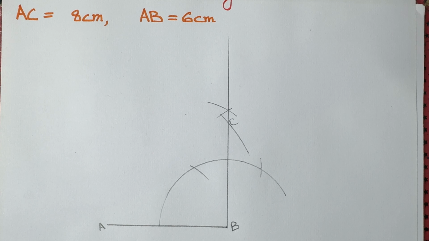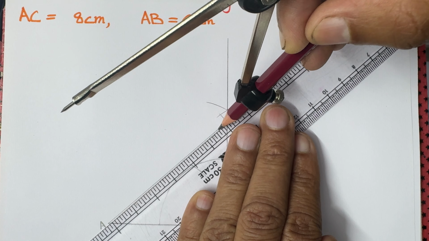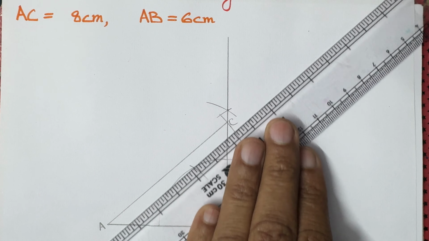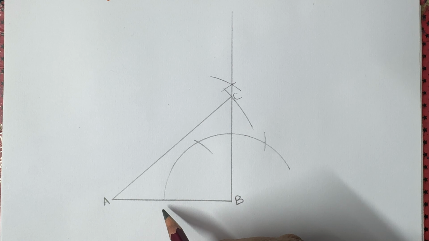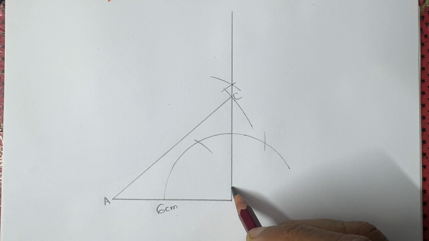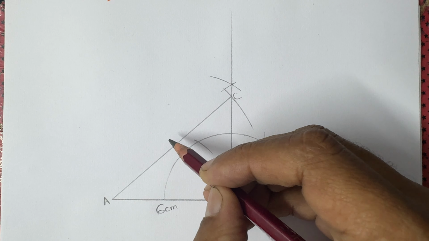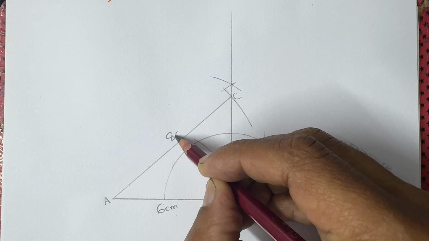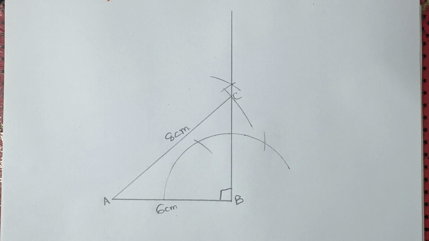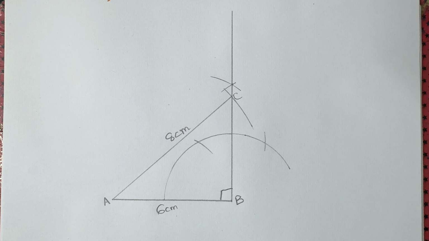Lastly, we join AC and we obtain triangle ABC, whereby AB measures 6 centimeter, angle B equal to 90 degree, and AC measures 8 centimeter. So we got a right angle triangle with known hypotenuse and one side.